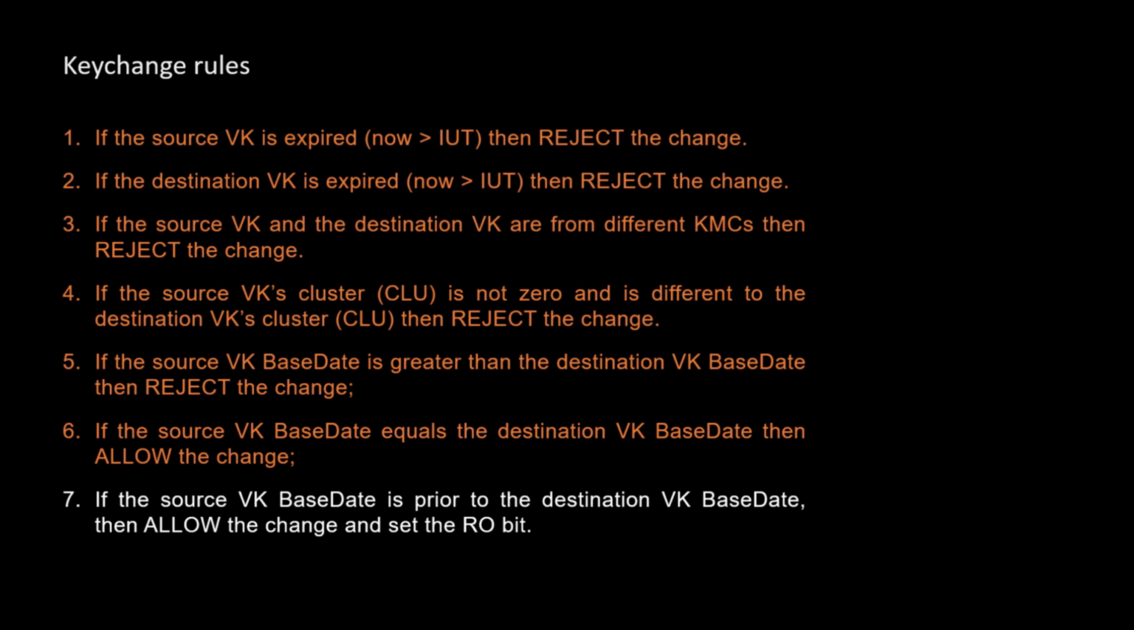1993 in the source vending key, and you are going to a destination vending key base date of 2014, then the secure module knows this is a base date change and you're doing a rollover, therefore allow the change and set the rollover bit in the token at the same time. This will then allow you to do a rollover key change on that particular meter.